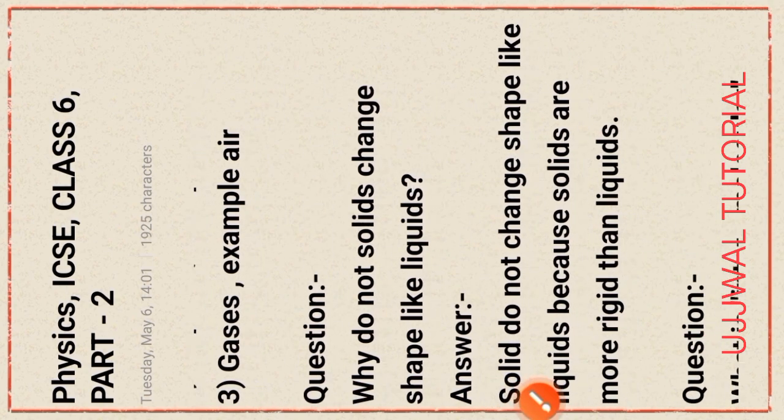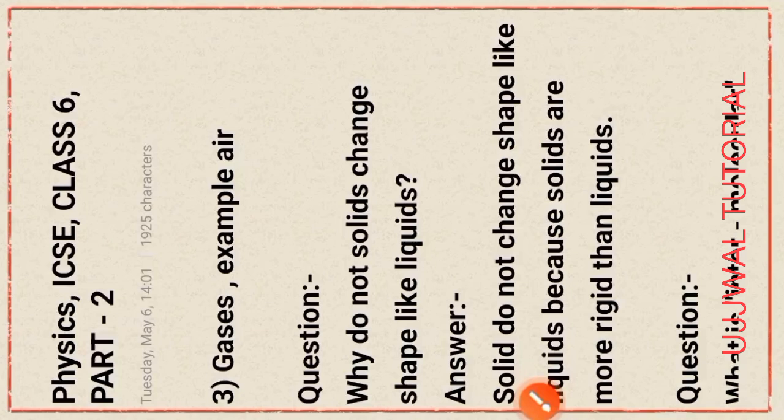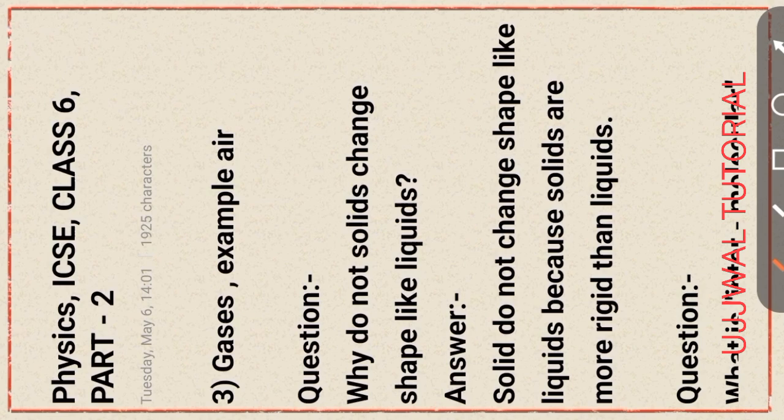Next question, question number 3, that is the next question. Why do solids not change shape like liquids? Solids do not change shape like liquids because solids are more rigid than liquids. Also, particles in solids are highly packed, with higher density than liquids.